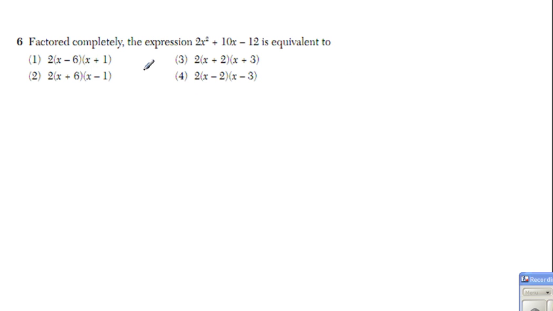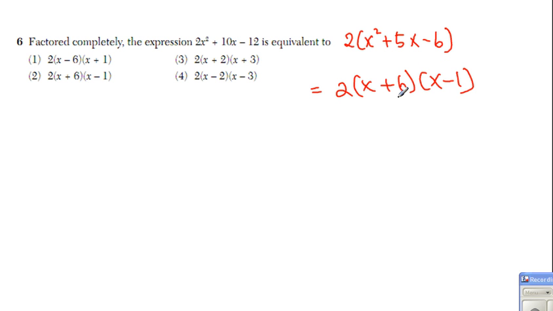Alright, factor completely. Here we see 2 is common. So when we factor out 2, we have x squared plus 5x minus 6 left. Now, when you look into the 5 and negative 6, we will realize, bringing 2 down as it was, x plus 6 times x minus 1 would have given us negative 6 in product, but when you add them up, you will still get 5. And this means our answer should be choice number 2.